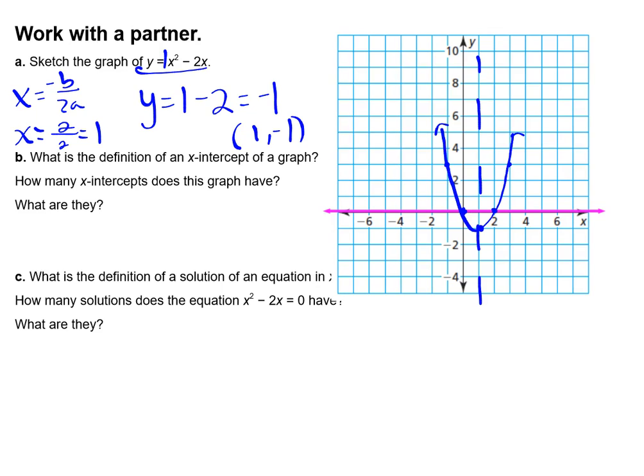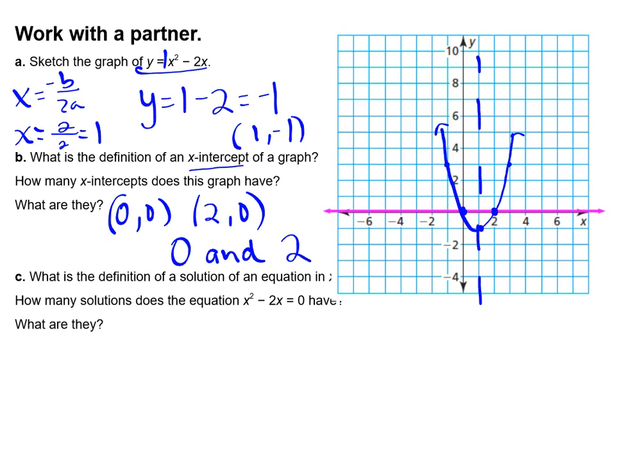Now, when we're looking at these graphs, we want to take a really close look at the x-intercepts. The x-intercepts are where the graph actually touches the x-axis. This has two x-intercepts, one at 0, 0, and one at 2, 0. Sometimes you'll see the x-intercepts written as ordered pairs, or sometimes you'll just see them written like this, 0 and 2.